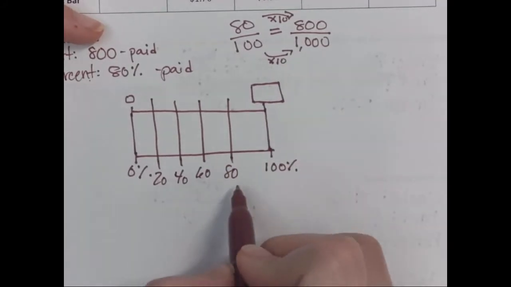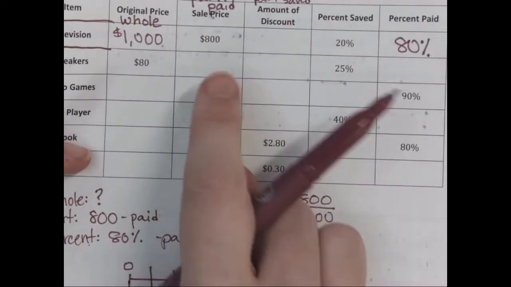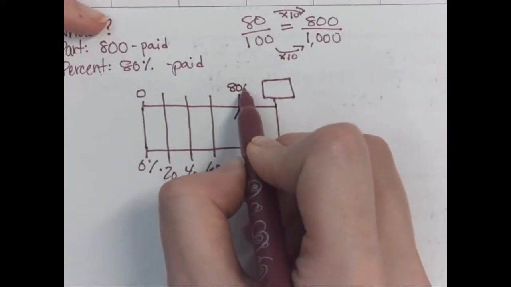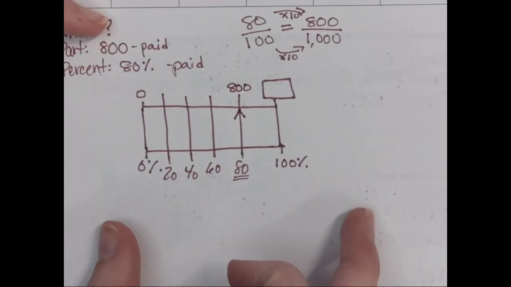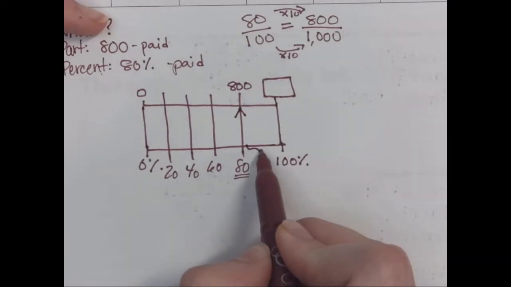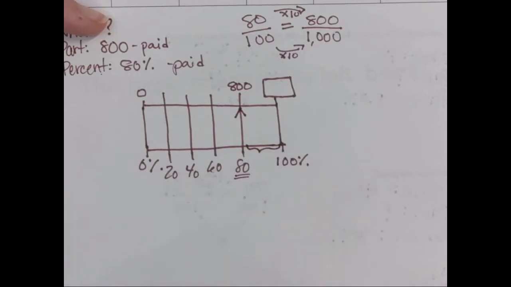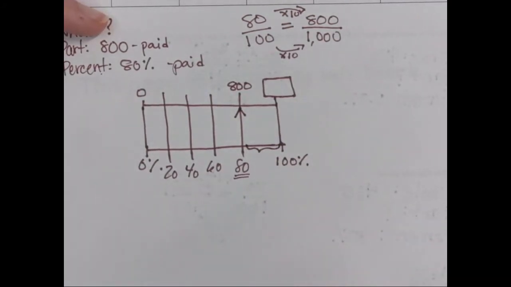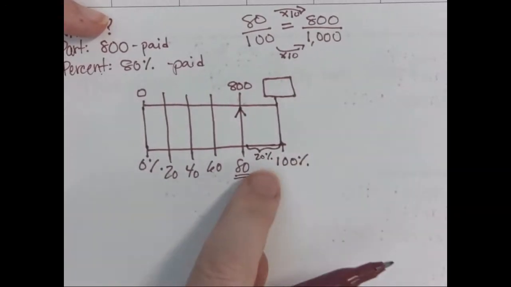And what did we say? 80% of the whole price is equal to what we paid, which was $800. Now, we can see from our model that the percent we saved, we didn't pay this part, is how much? This is worth what percent? Between 80 and 100, yes, 20%, right? We saved 20%.